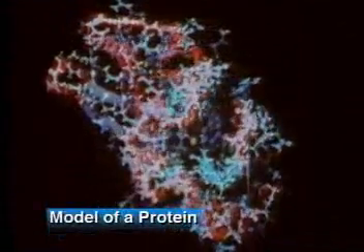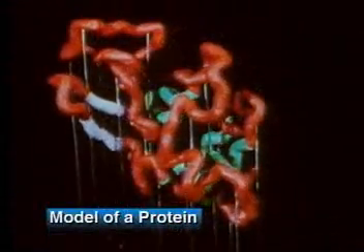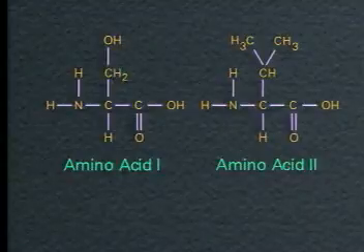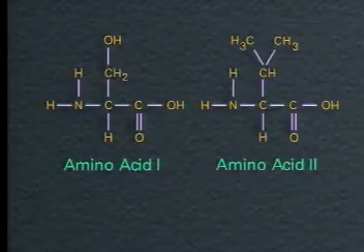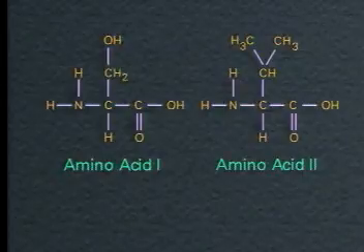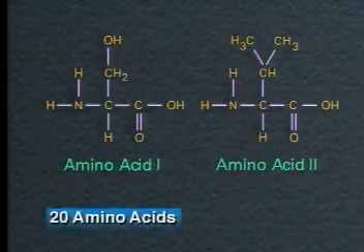Proteins are the building blocks of life. These structures are made up of amino acids. The amino group, NH2, is characteristic of all amino acids. The other elements, carbon, hydrogen, and oxygen, are also found in all other organic compounds. There are 20 different amino acids.